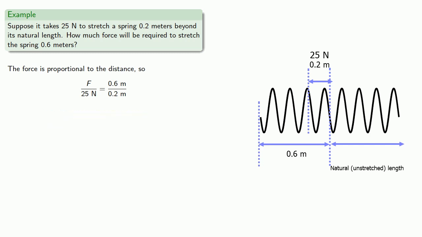And note, we're including the units so we can determine the units of our final answer. Treating our units like algebraic variables and solving for F, we get 75 newtons.